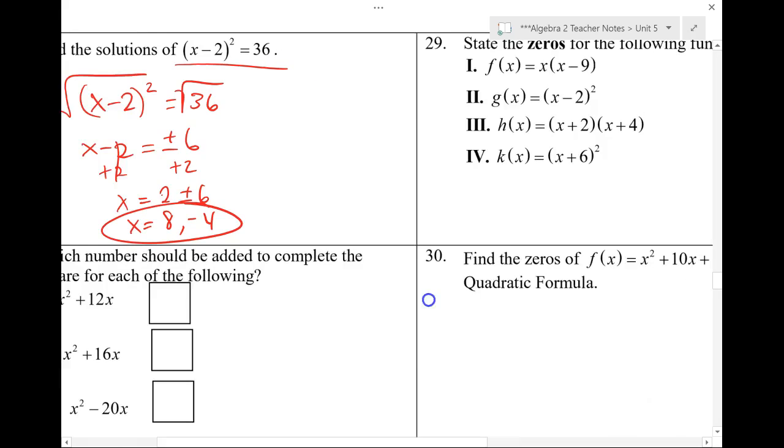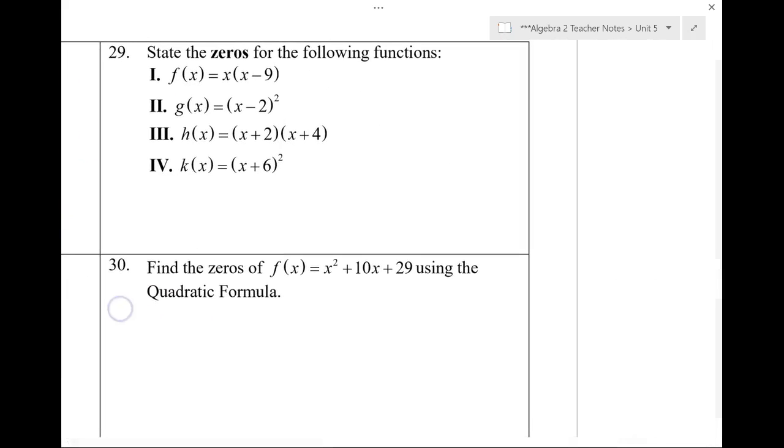Okay, go to the right, number 29. Now I've got to state the zeros. So again, you just have to figure out what numbers you plug in here to make these 0. Well, for the first one, it would be 0 here. And then for here, it would be 9. So those are 0 and 9.